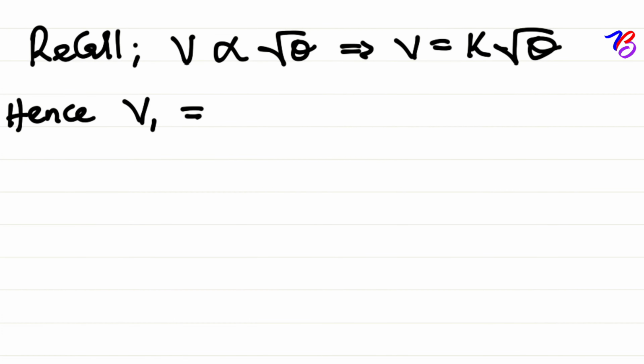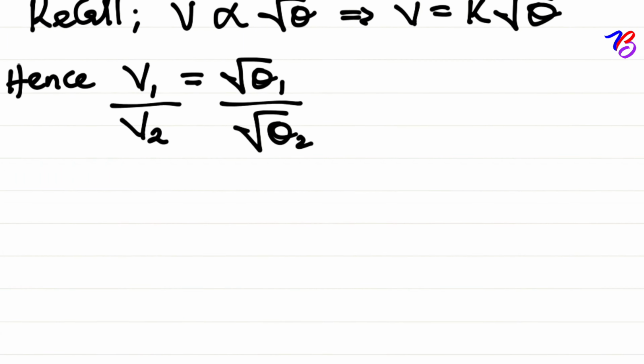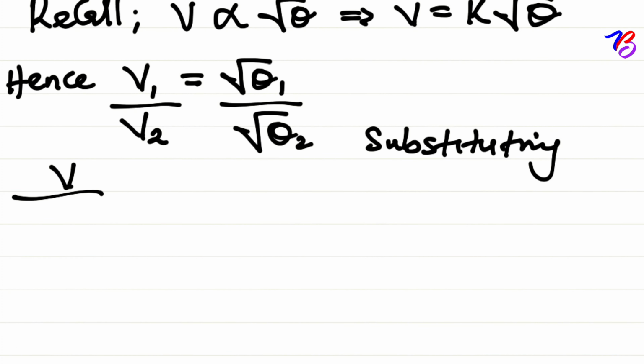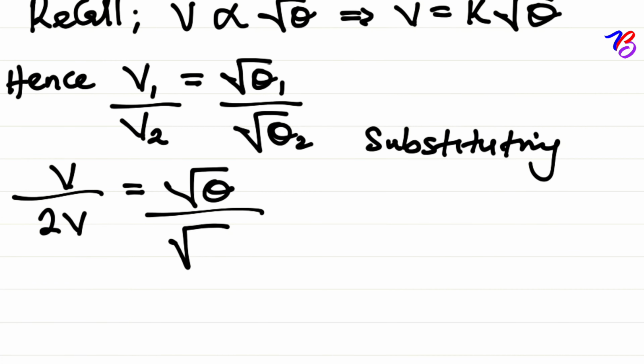V1 is equal to the square root of theta 1 over V2 over the square root of theta 2. Is that clear? Now let's substitute. By substituting into the formula above, our V1 is V, divided by V2, which is 2V, is equal to the square root of theta 1, which is the square root of theta, all divided by the square root of theta 2. Theta 2 is unknown. That's what we are looking for.